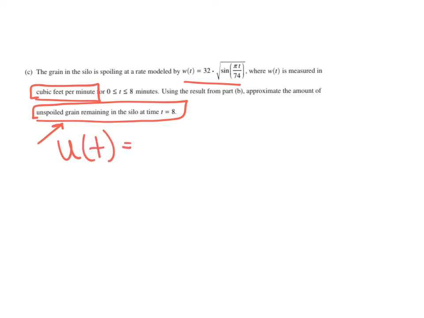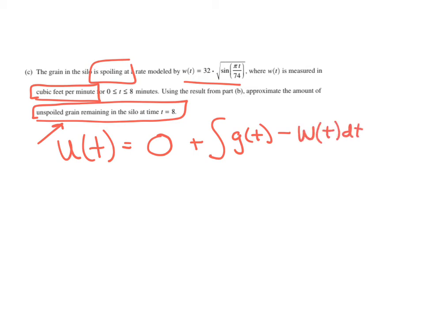Again, it's this in and out question. The amount I start with, which was 0, plus the amount that came in, which was g of t, what was being added, minus the amount that went out. If it's spoiling, we're losing it. So minus that w of t dt, from 0 to t. Now, I do need to go back and change these bounds because we said if that's from 0 to t, then these need to be x's. So I am just going to go back and change those.